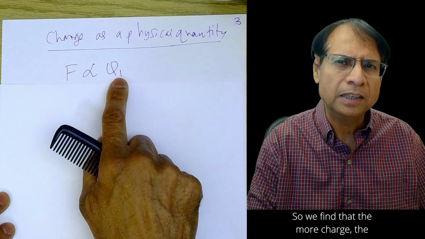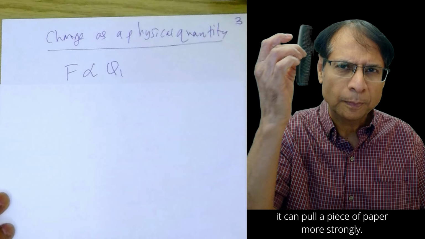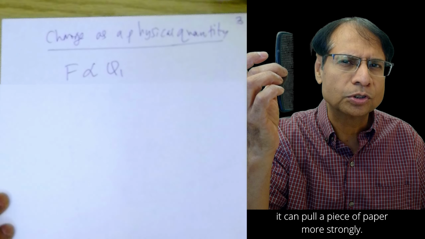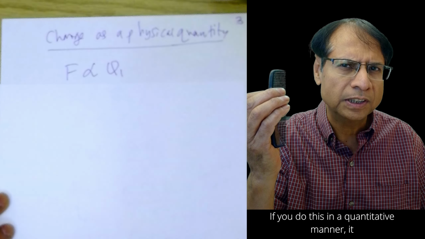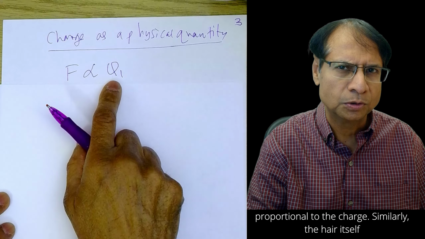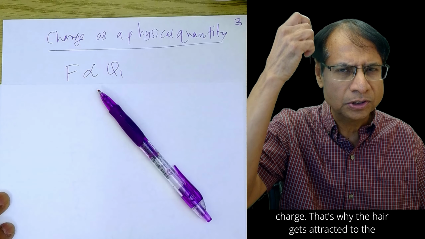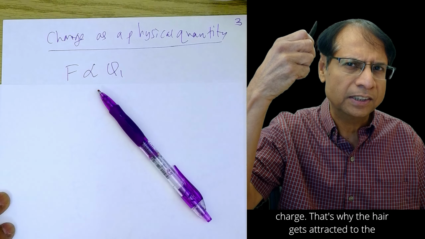So we find that the more charge, the bigger the force. If you brush the hair longer, it can pull pieces of paper more strongly. If you do this in a quantitative manner, it can be shown that the force is actually proportional to the charge. Similarly, the hair itself is charged. The hair has the opposite charge. That's why the hair gets attracted to the comb.